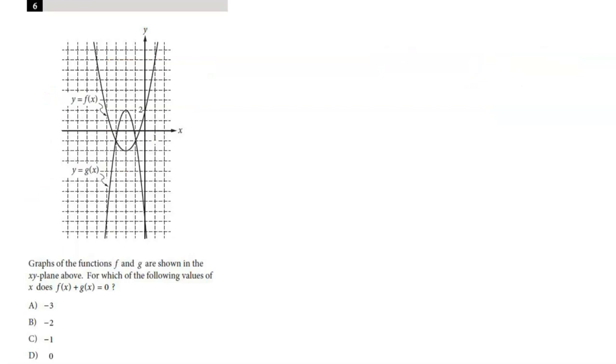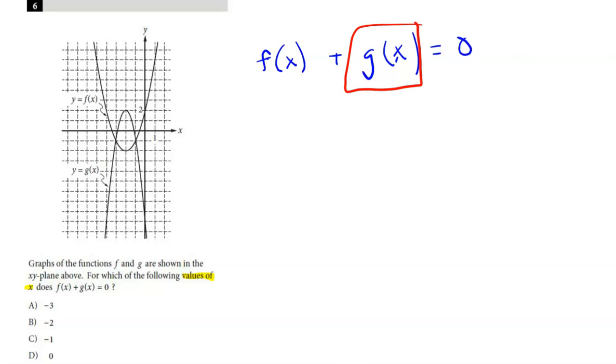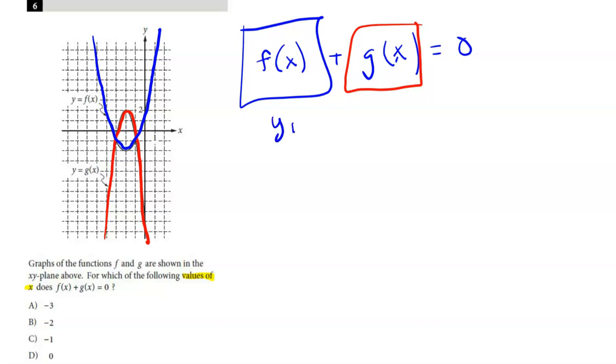3. The graphs of functions f and g are shown above. Which of the following values of x? So we're trying to figure out a value of x such that f of x plus g of x needs to come out to be 0. So that's what we're looking for. Let's color code these. The g of x we'll do in red. So that's this one. And then the other one we'll do in blue. Those curves represent f of x, or the y value. So what we're looking for is the y values that, when we add them together, get 0, but for the same x.